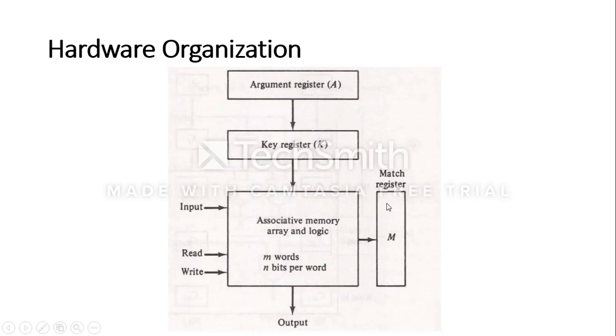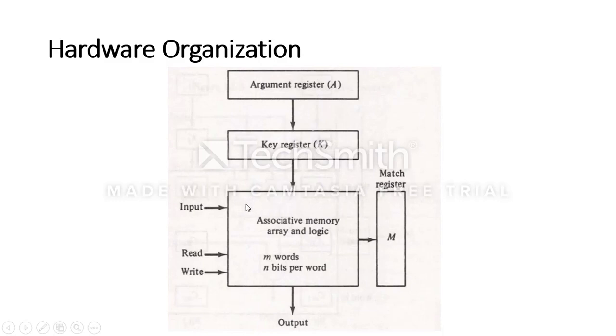Now let us see what is the use of the match register M. As I have told you, one or more words, or sometimes it happens that whatever you are trying to search from this associative memory is nowhere available. So in that case, 0 words. So 0 or more words of this associative memory array can match with the given argument register. If there is a match, that means if the given argument is matching with one or more words in the associative memory, then the corresponding bit in the match register is set to 1.